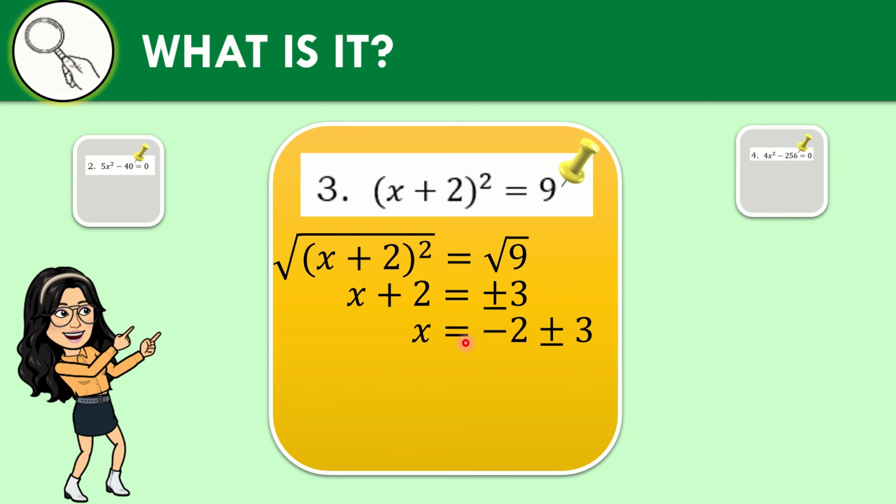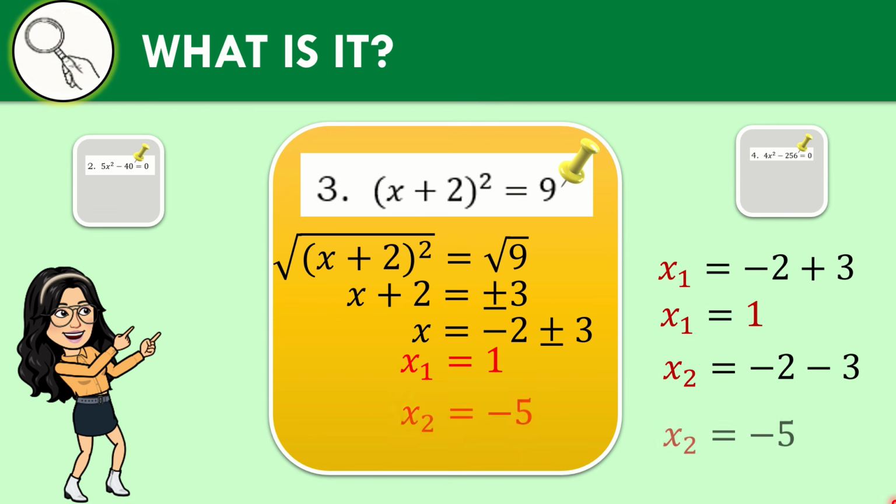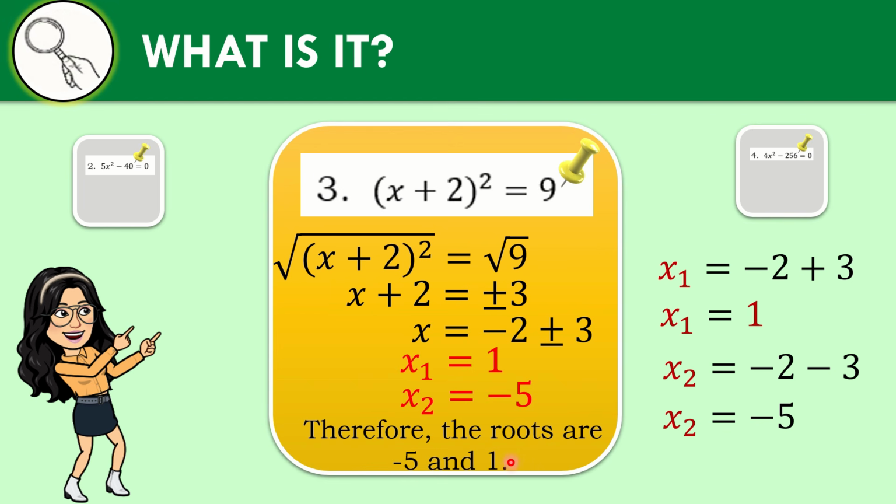There. So we have x is equal to negative 2 plus minus 3. Here, we need to use the first one, which is plus 3. That's negative 2 plus 3, like this, and solve for that. The answer is 1. So that will be our first root. The second one makes use of negative 2 minus 3. That gives you a negative 5. So our roots are negative 5 and positive 1. So that's how you solve this example.